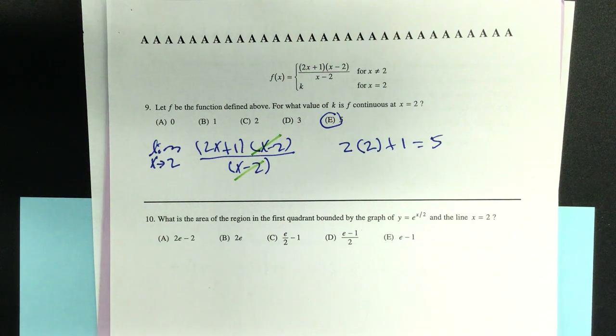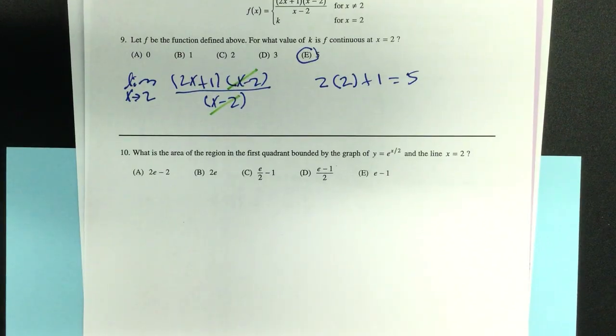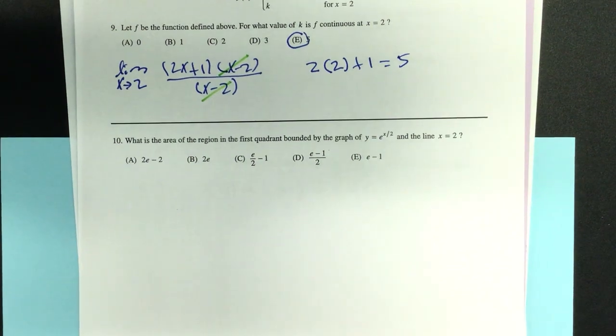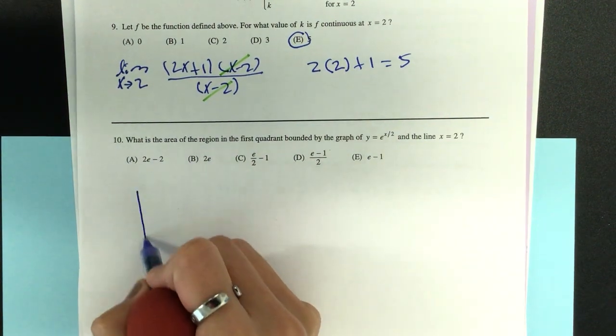All right, Charlie, read number 10, last one. What is the area of the region in the first quadrant bounded by the graph of y equals e to the x over 2 and x equals 2? That's okay. Can you repeat that? No, don't. Charlie, you're good. I didn't realize. Okay, that's my fault. Okay, let's do a little quick sketch.